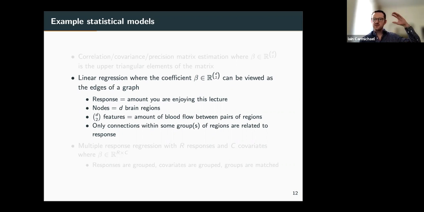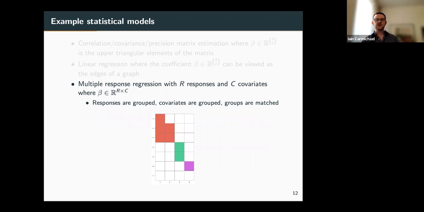So maybe it's really the things that are going on within the left hemisphere of your brain and things that are going on within the right hemisphere, but not between the two hemispheres. So that would be an example where the population quantity would have a block diagonal structure. Or maybe we're talking about a multiple response regression where our response is in C covariates.